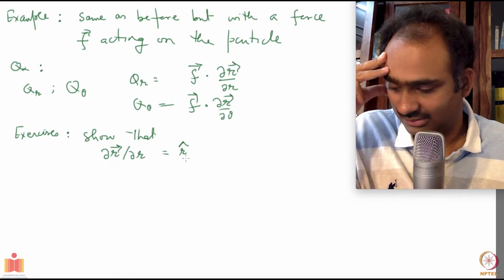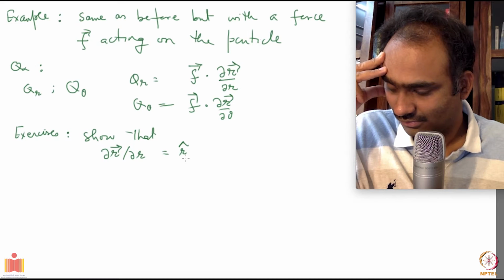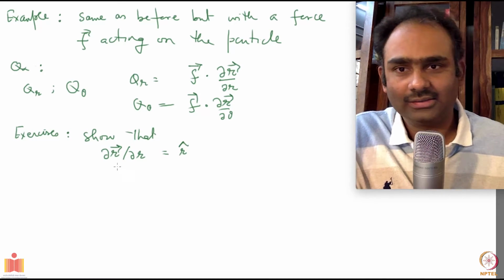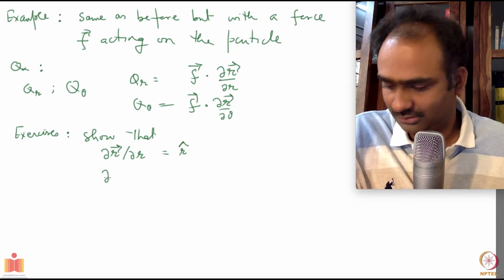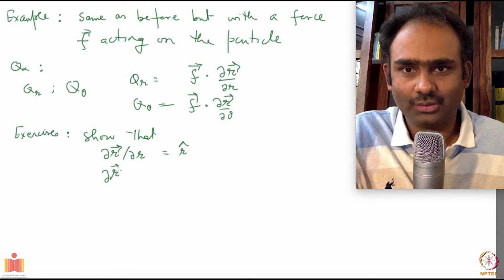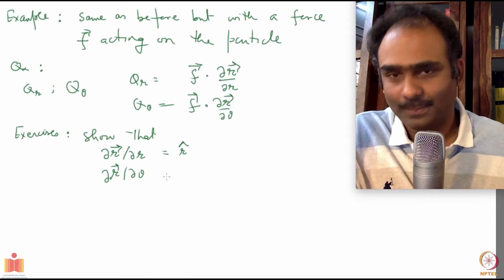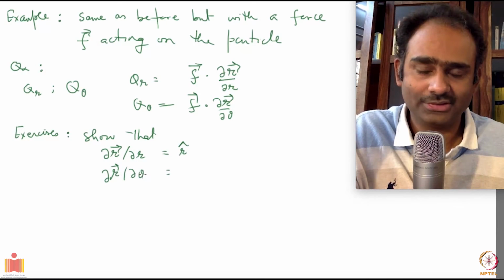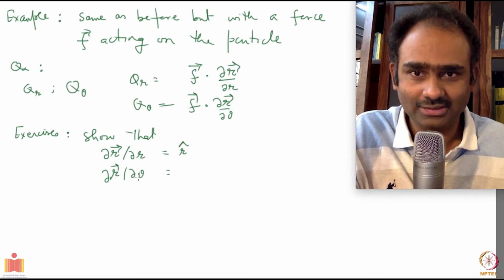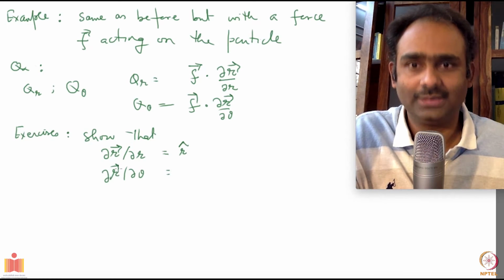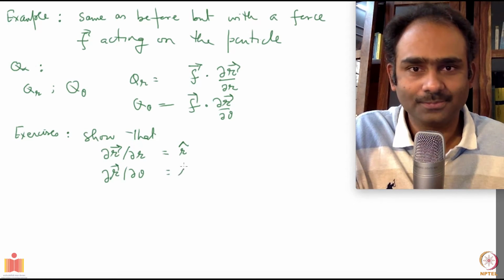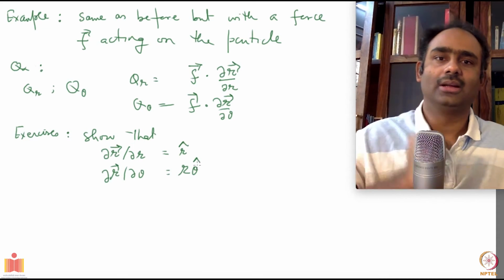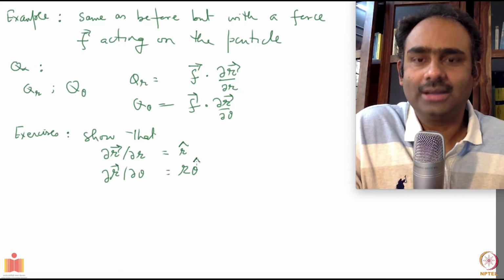You have your unit vector R hat here. And let's look at another part for you to show, which is del R over del theta. This left-hand side should have the dimensions of R and should be a vector again, because theta is dimensionless. The dimensions have to match, and you get R theta hat.